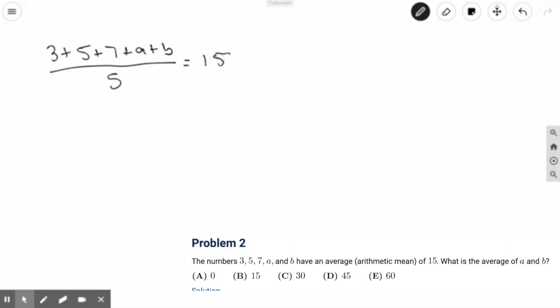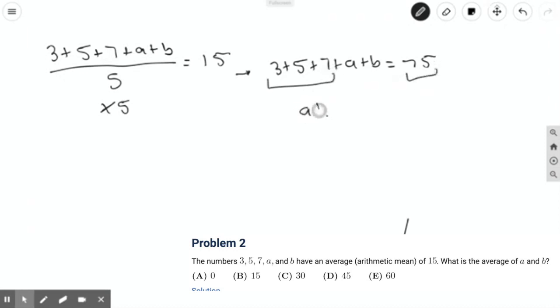Now, solving this equation, we can multiply both sides by 5 to get 3 plus 5 plus 7 plus A plus B is equal to 75. Subtracting like terms gives us A plus B is equal to 60.